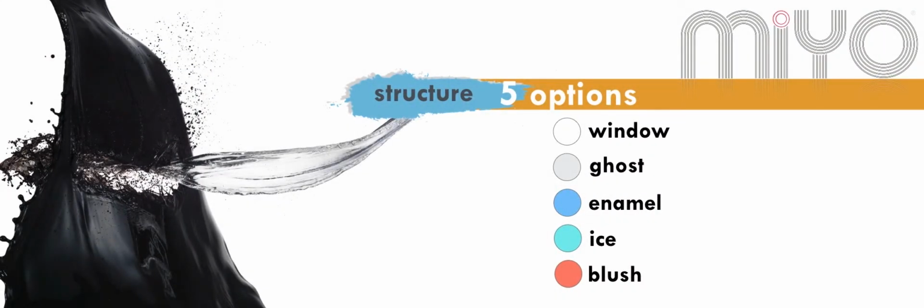And we broke the structure material down very similar to the colors in that we have some which are very translucent, like the window. The ghost would be more of a milky, higher value material, enamel, which is exactly what it sounds like, and ice and blush, a bluish and a pinkish color. And we'll show you a little bit more about what's unique about structure as we go forward. But first, we'll get into a little bit more detail about the colors and how we use them.